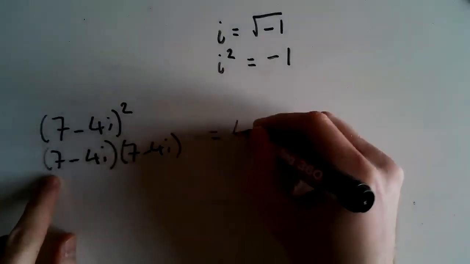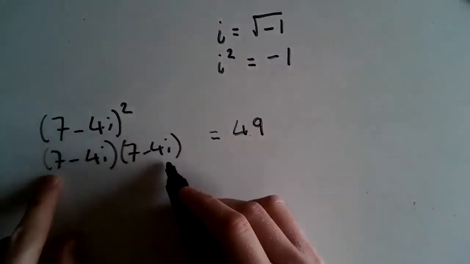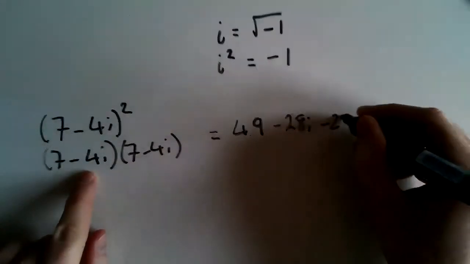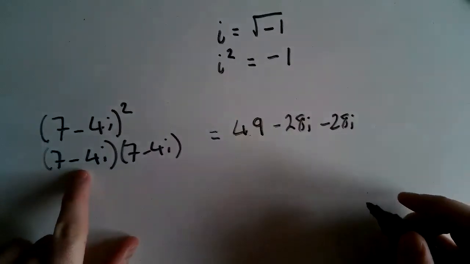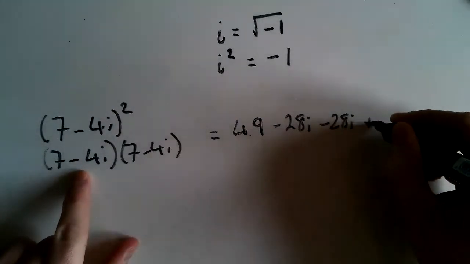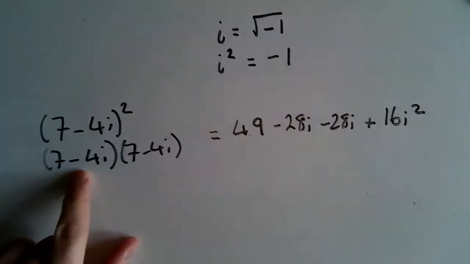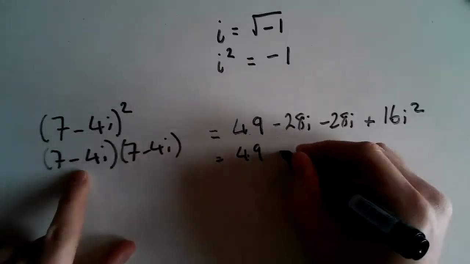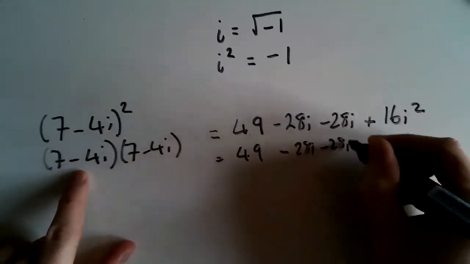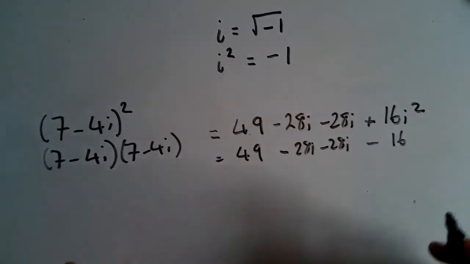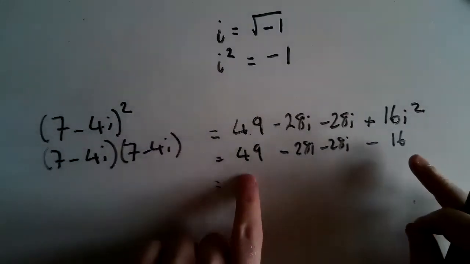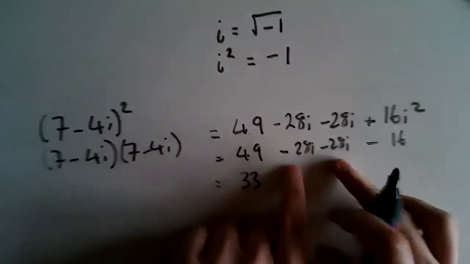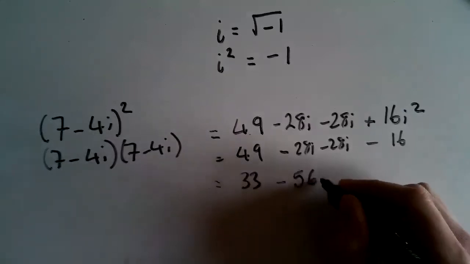7 times 7 is 49. 7 times minus 4i is minus 28i. Minus 4i times 7 is another minus 28i. And minus 4i times minus 4i is plus 16i squared. Remember, i squared was minus 1, so we get 49 minus 28i minus 28i minus 16. Now we can simplify it. So the real bits, 49 take away 16 is 33. Minus 28i minus another 28i gives me minus 56i.